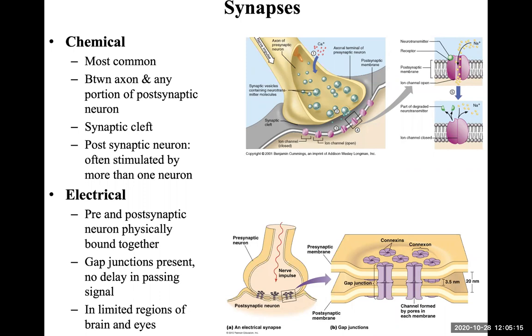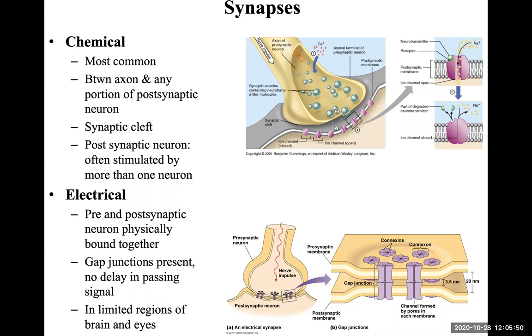That said, we also do have what are called electrical synapses. With electrical synapses, the pre- and the postsynaptic neuron are actually physically connected to one another. What occurs during an electrical synapse is the action potential in the presynaptic neuron reaches the synaptic knob, and then that action potential is transferred to the postsynaptic neuron through gap junctions, which are kind of like little pores that are present in the membrane of the cell.